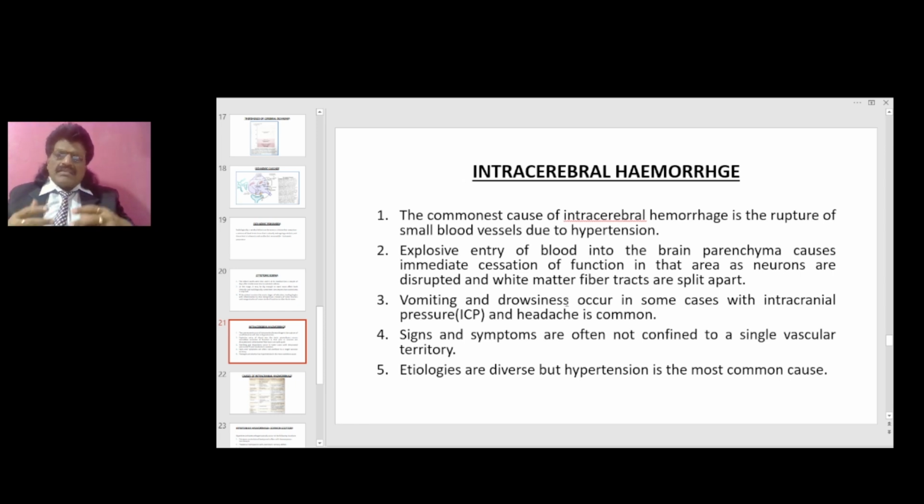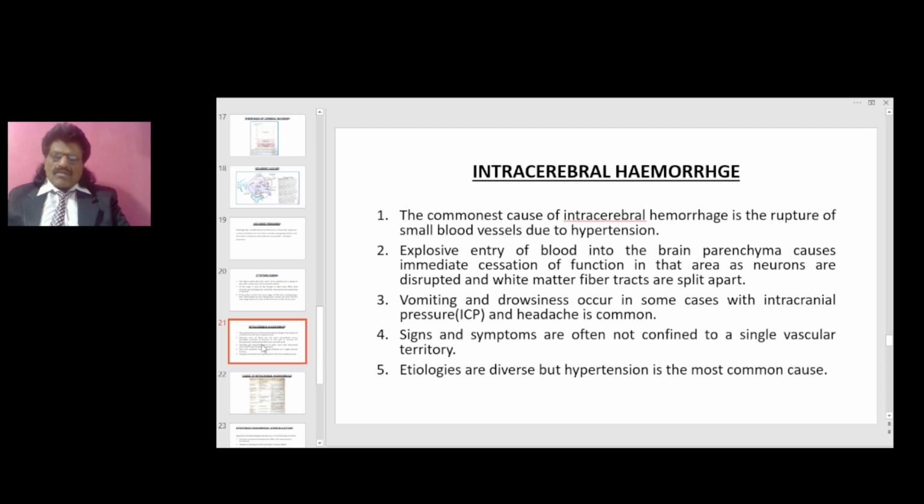Vomiting and drowsiness occur in some cases with raised intracranial pressure, and headache is common. Signs and symptoms are often not confined to a single vascular territory, whereas infarction is confined to a single vascular territory. There will be a lot of edema. Etiologies are diverse, but hypertension is the most common cause.